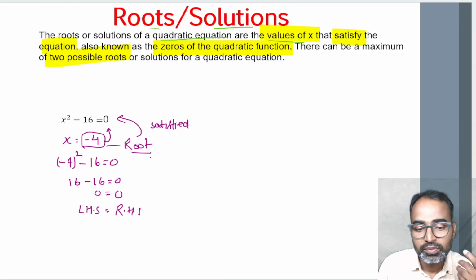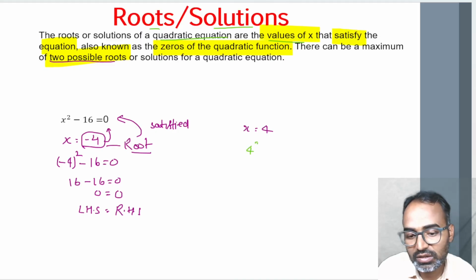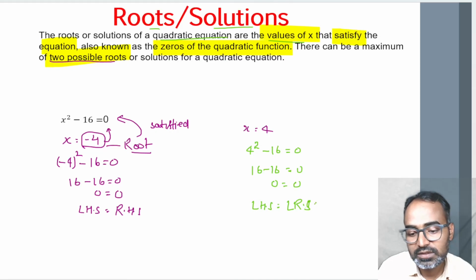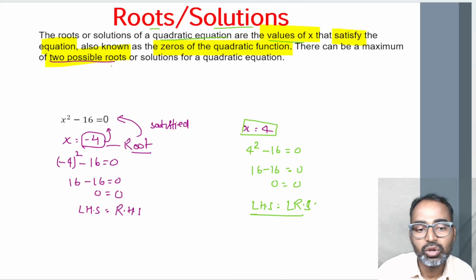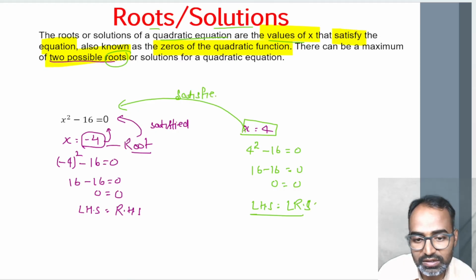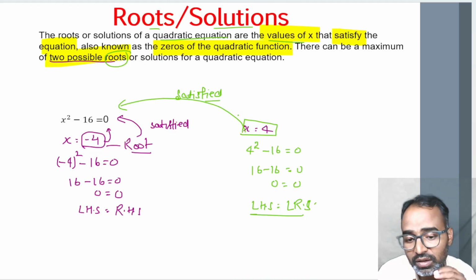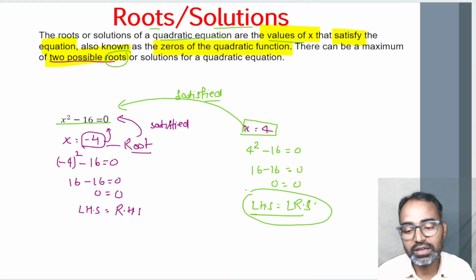So it is a root. And as we discussed here, there may be two possible roots. So another root of this equation will be x equals to 4. By putting the value of x equals to 4 in the given equation, we will get 16 minus 16 is equals to 0. 0 equals to 0. Left hand side is equals to right hand side. From here also, it is clear x equals to 4 is the root of the given equation because it satisfies it. Again, satisfied means by putting the value of x equals to 4 in the equation, we are getting left hand side is equals to right hand side.